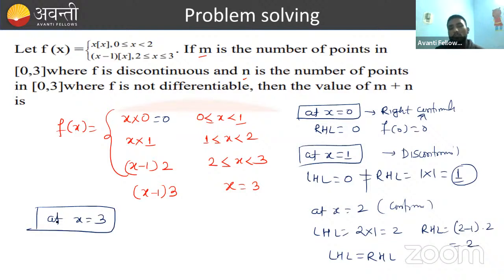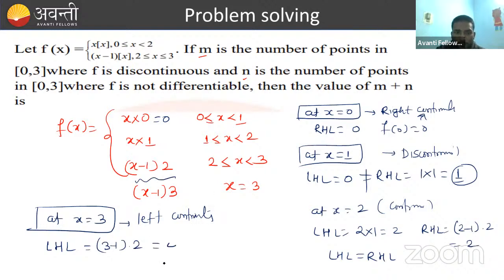At x equals 3, there will be no right hand limit. Only the left hand limit will exist, so we will check left continuity. What is LHL? LHL is 3 minus 1 into 2, because this is the function. So it will be 4.